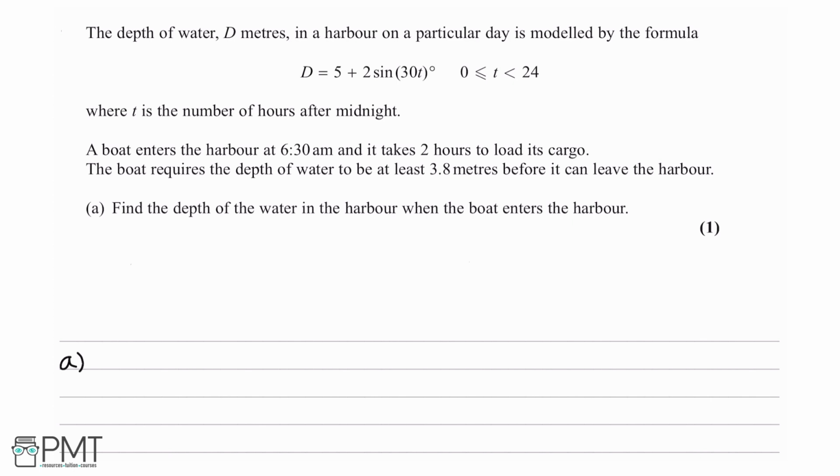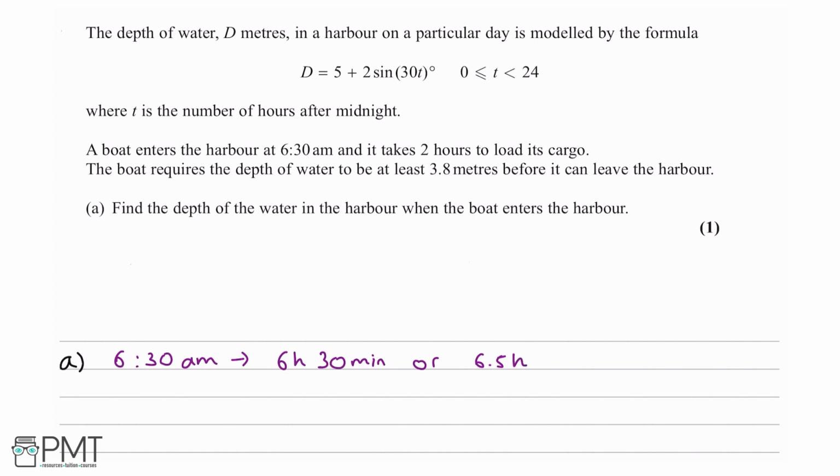Part A is asking us to find the depth of the water in the harbour when the boat enters the harbour, for 1 mark. So this question actually is pretty straightforward. The first thing we're going to have to do first, though, is convert 6:30 a.m. into a duration after midnight. Remember, t is the number of hours after midnight and it enters at 6:30 a.m. So this would be 6 hours and 30 minutes, or because t is in hours, 6.5 hours.